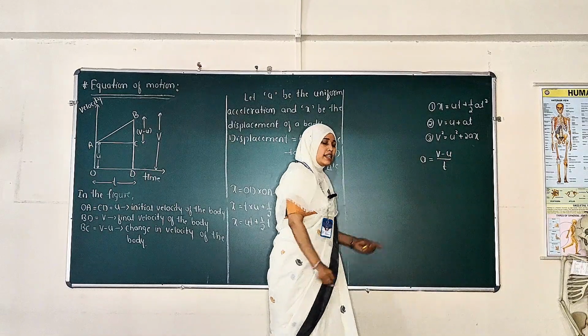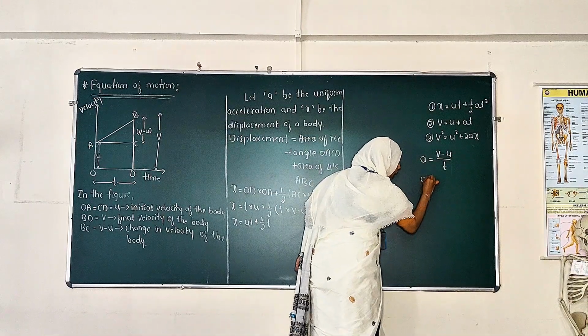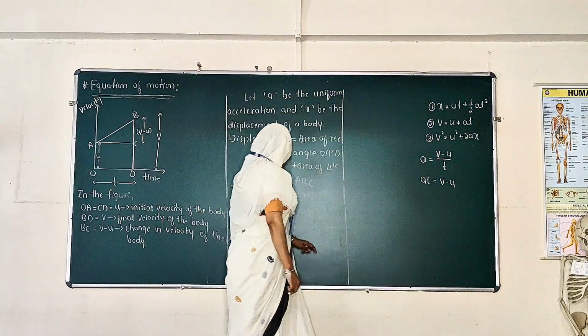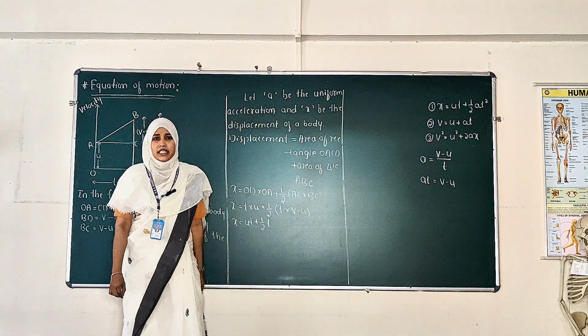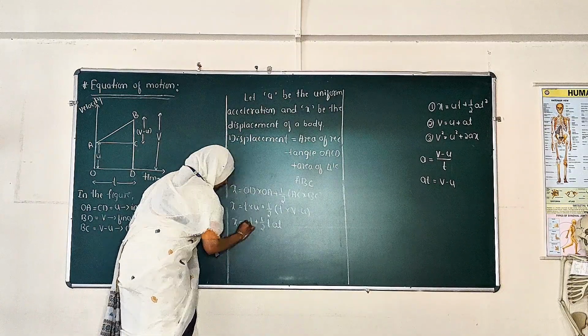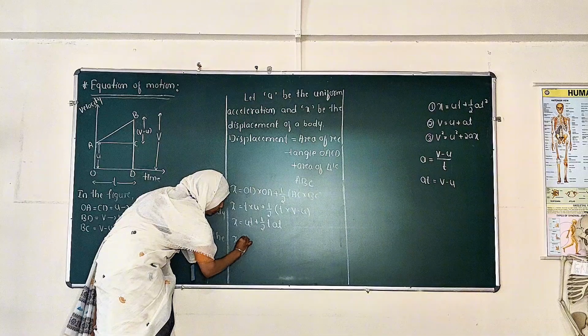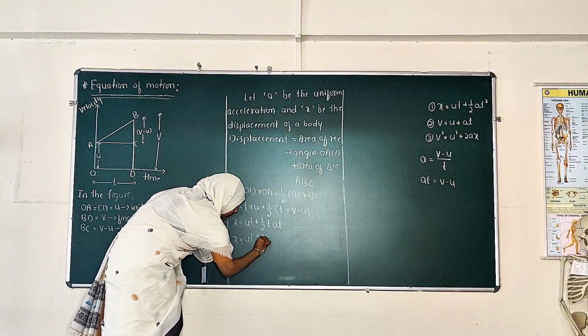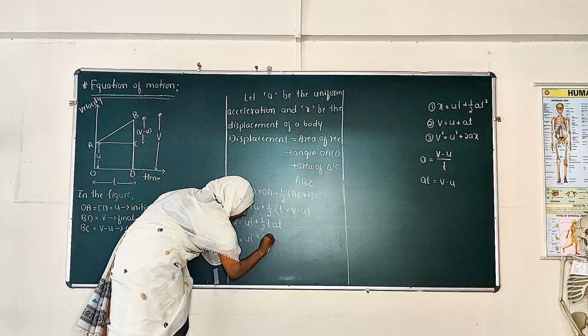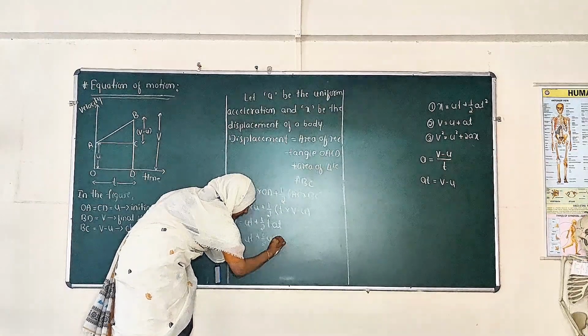Now shift T to the LHS. How will you write? A into T is equal to V minus U. Then in the place of V minus U, can I write it as A into T? Okay, very good. Then write down A into T. Then X is equal to UT plus half A T into T square.